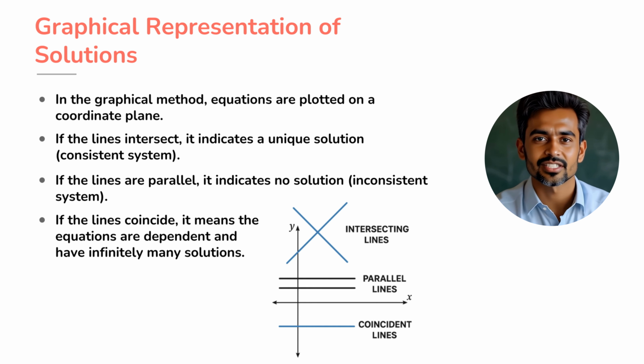If the lines intersect, we get a unique solution. This represents a consistent system. If the lines are parallel, there's no solution. The equations are inconsistent. If the lines are coincident, meaning they overlap completely, we get infinitely many solutions, and this represents a dependent system. By using the graphical method, we can easily determine the behavior of the system of equations just by looking at the lines.